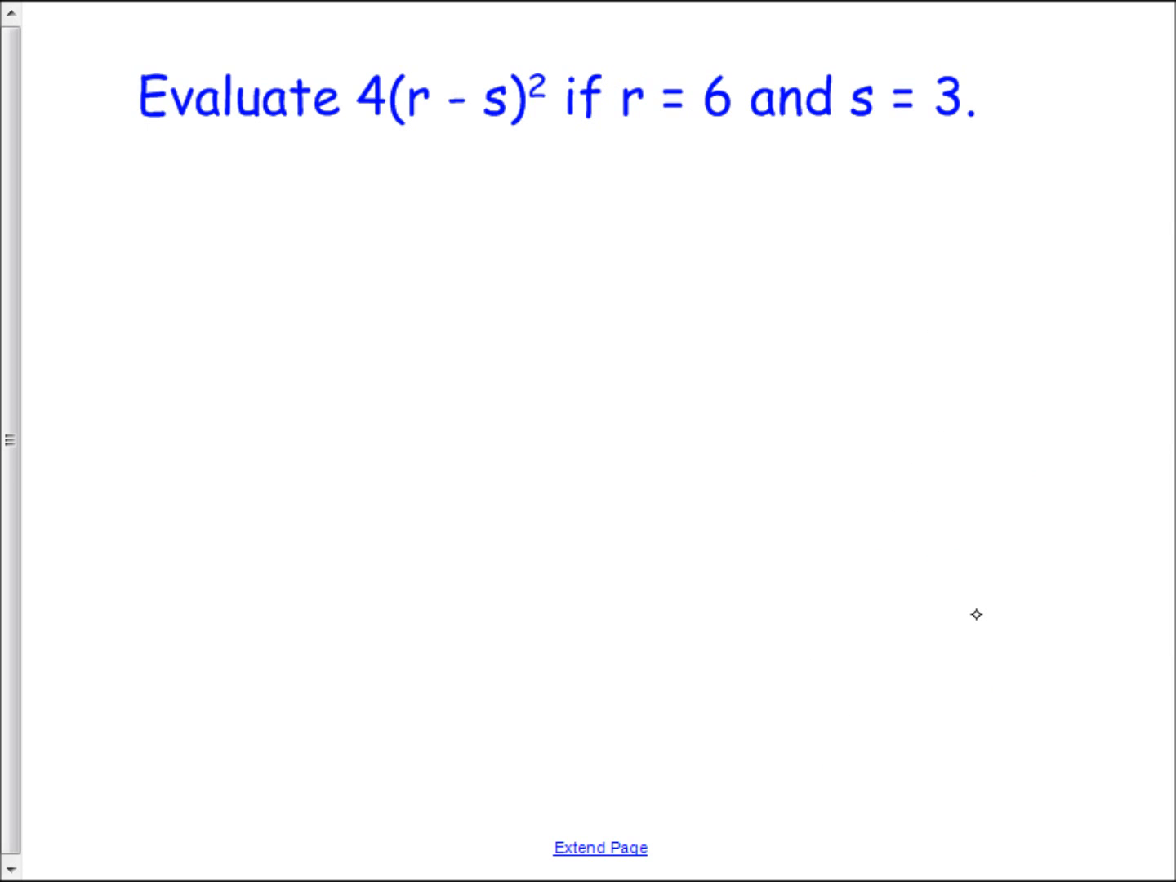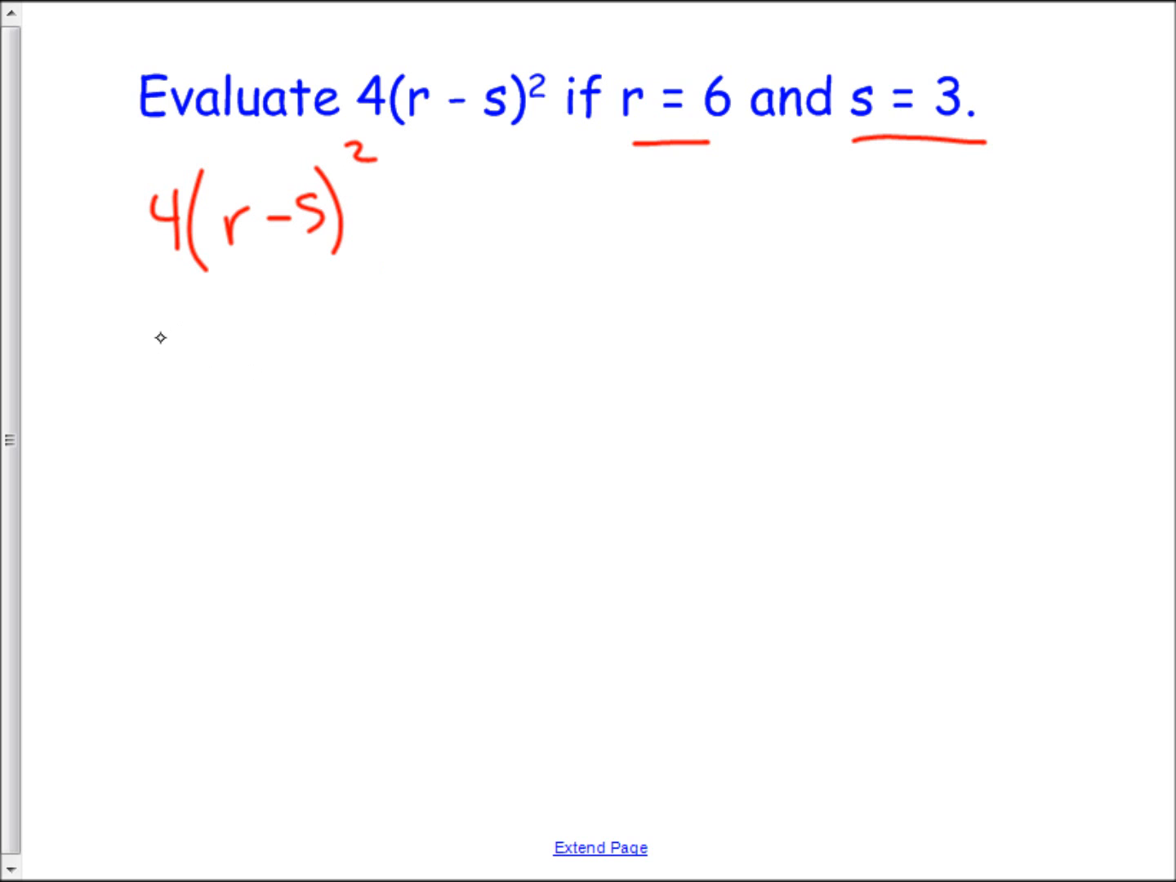All right, so in our homework problems, you're going to do it just like this. First thing I'd like you to do is copy the original problem. So 4 times the quantity R minus S, quantity squared. And then we're going to substitute on the next step. So I do want to see the original equation.